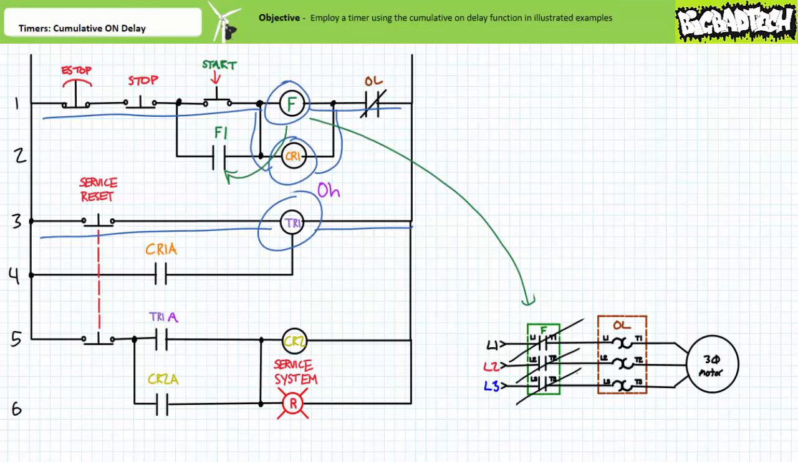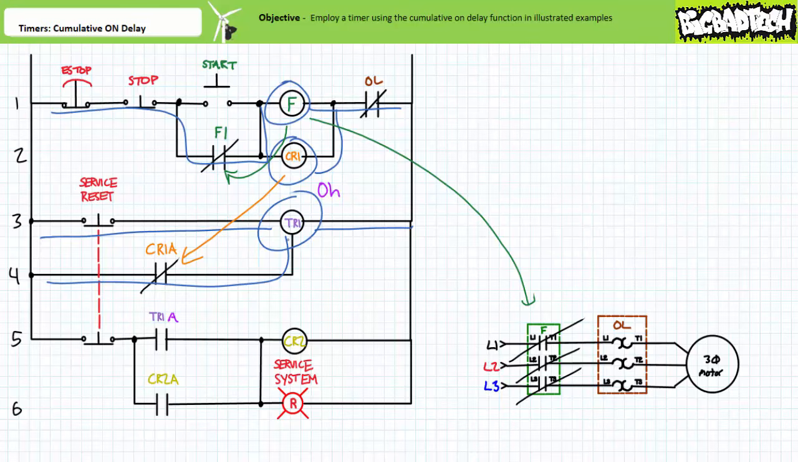The F primary contacts close and the system springs to life. The F1 holding contact closes and allows an operator to release the start button. Similarly, contact CR1A closes and energizes the controlling input of timer relay TR1. Time in the accumulator begins to collect. Note that contact TR1A remains open since the delay period of 100 hours has not been achieved. The coil of control relay CR2 and the service system light therefore remain de-energized.